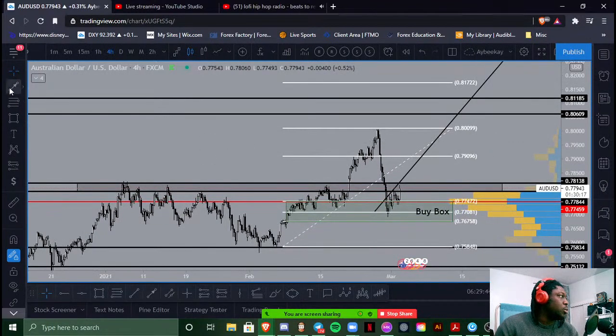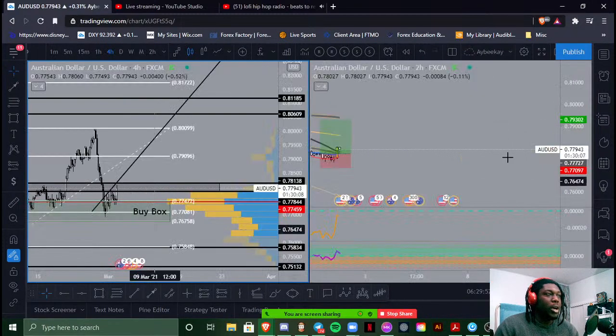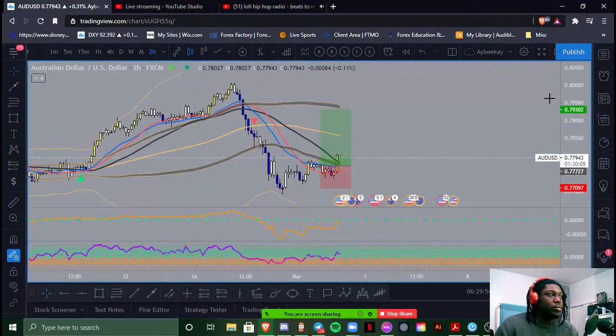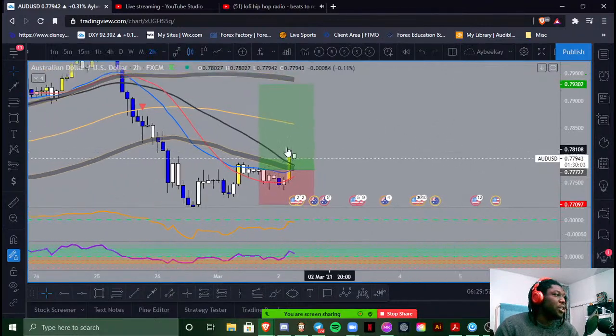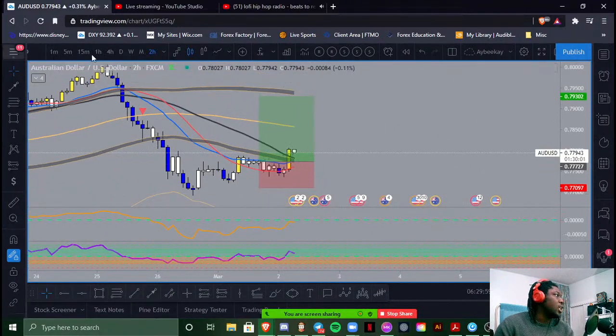Nothing's changed for me. I still think the price is going to go bullish. Point of control is down here, so price could possibly make its way back down here. But on arbitrage, even the 2 hours is about to call for a buy, but that's not what I'm looking at.